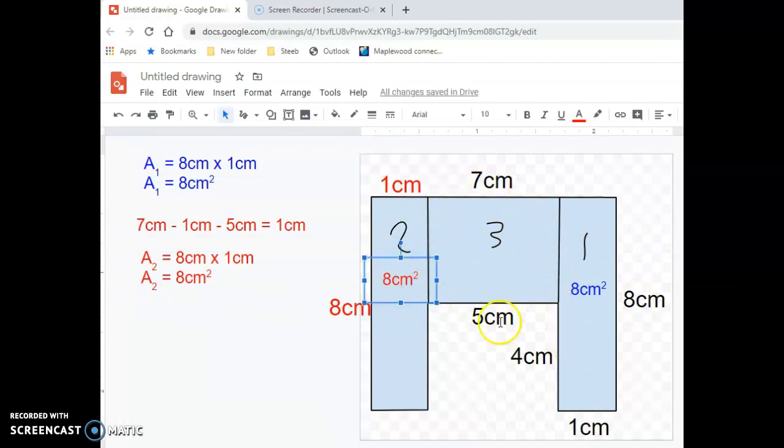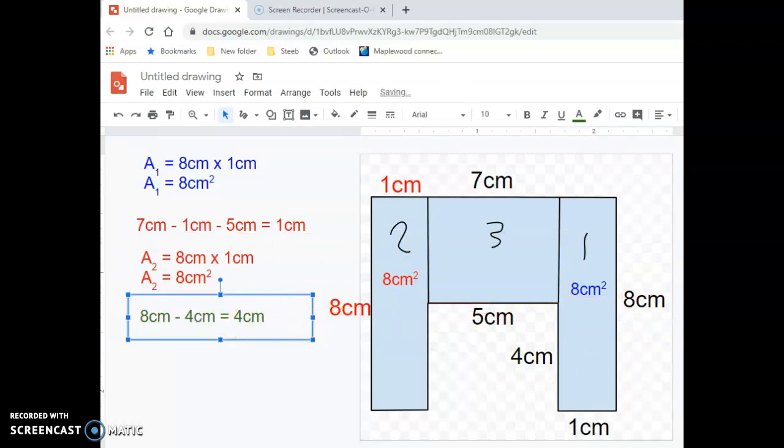And then the last part here, I have the length, which is 5 centimeters, and I don't know what the width is. So I know that this entire length right here is 8 centimeters, and then this part of it is 4 centimeters. So whatever's left over must be 8 minus 4. So I'm going to show you that right here. 8 minus 4 equals 4 centimeters. I'm going to label that.